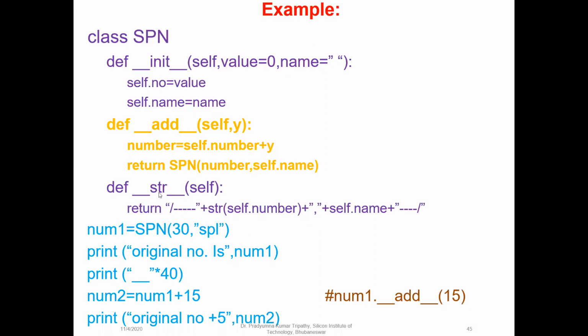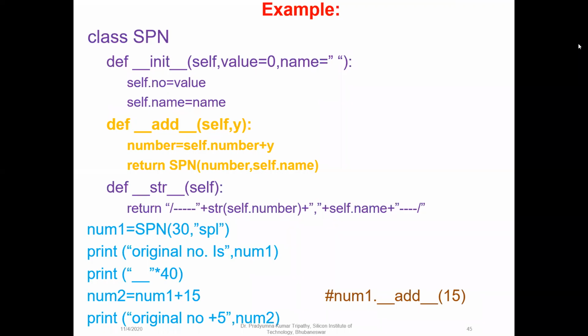I have told you str is a special function. Whenever I print this object name, suppose S is the object of SPN, and I write print S, it will automatically invoke this str function. If you print the object, it automatically invokes underscore underscore str underscore underscore. Because print object, what will it print? Nothing to print over there. So print object means it will invoke the str method. Is it understood now?